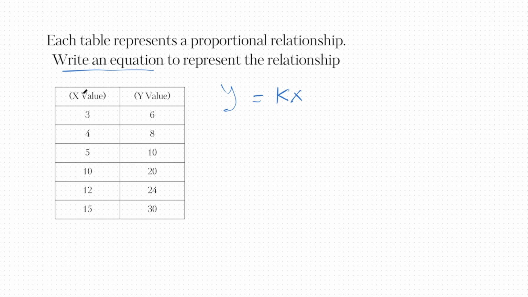So here we have the x values. Here we have the y values. Notice to go from x to y, we're multiplying by 2. So times 2, times 2, that's the common rule. That means the k value is 2. So I'm going to take this 2 and replace it with the k. So y equals 2x. And there's our equation. Let's do one more.